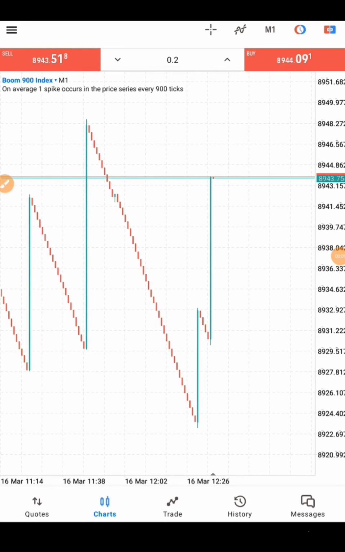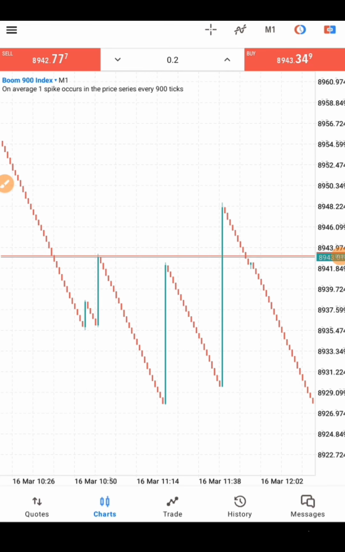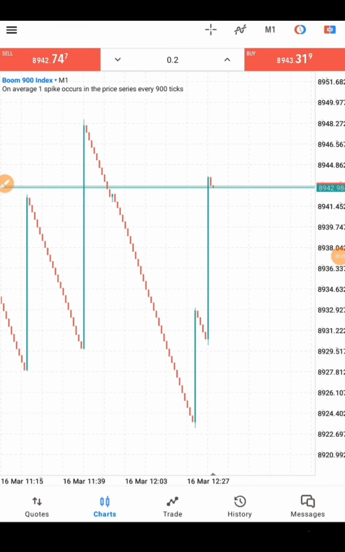I'm the lead instructor. Guys, I want to show you the simple strategy on how to trade, how to catch spike on Boom and Crash. This strategy is an advanced strategy that requires some lesson. First of all, we have to first explain how the strategy works and how to implement it into your chart.